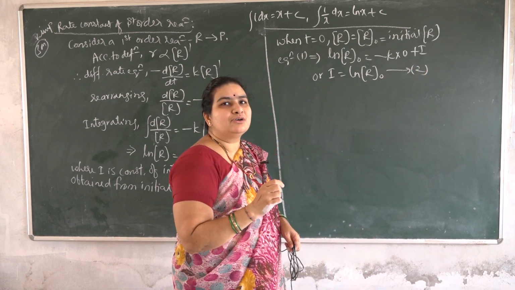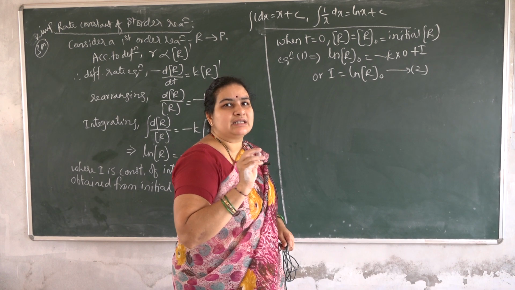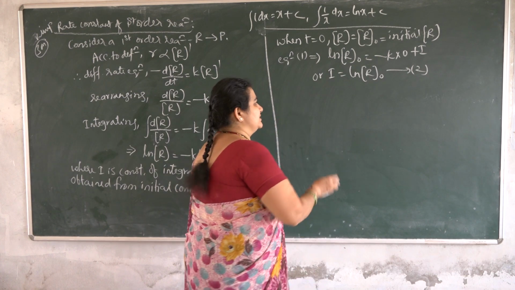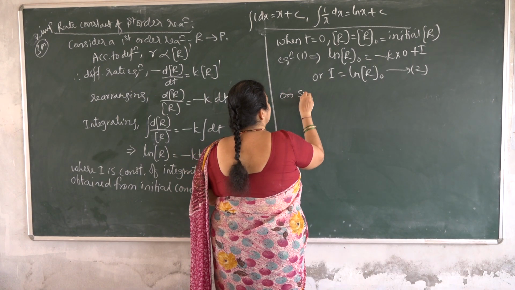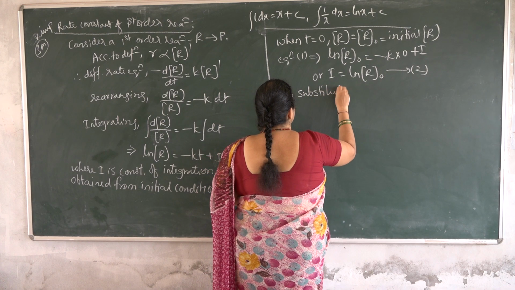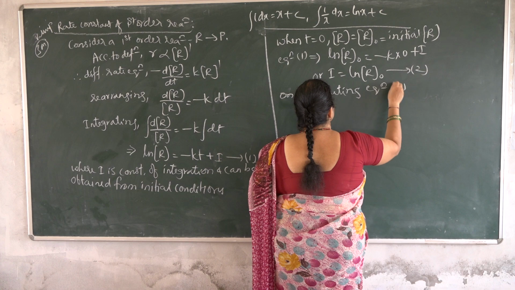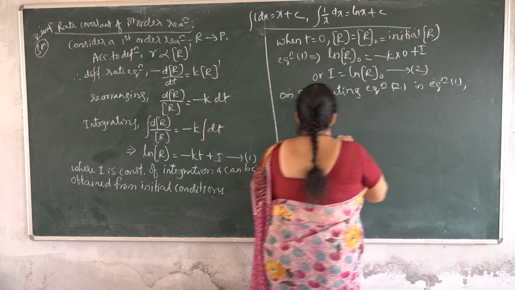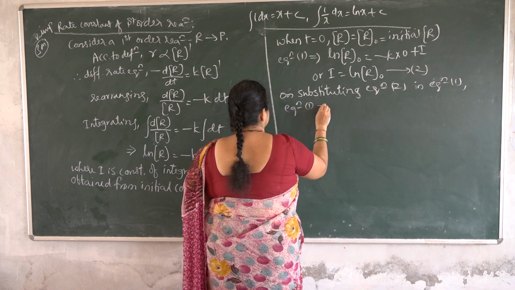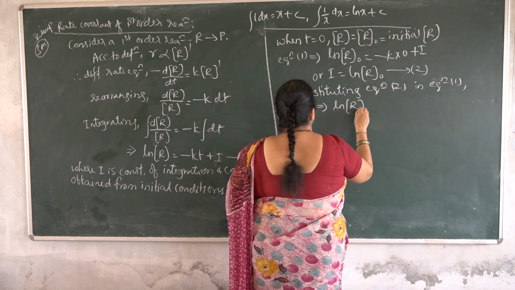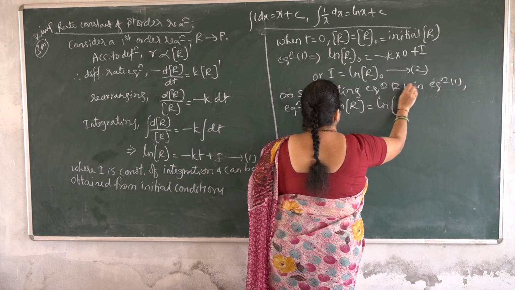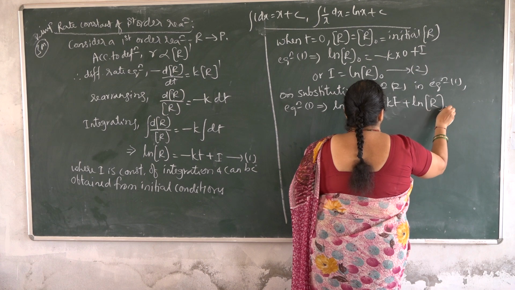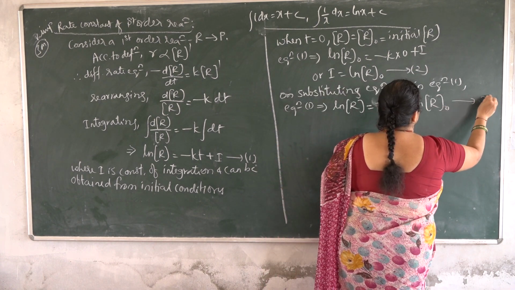Now, I have found out the constant of integration, that is I. The next step is to substitute the value of I in the first equation. On substituting equation 2 in equation 1, we get ln R is equal to minus kt plus ln R naught. Let this be equation 3.